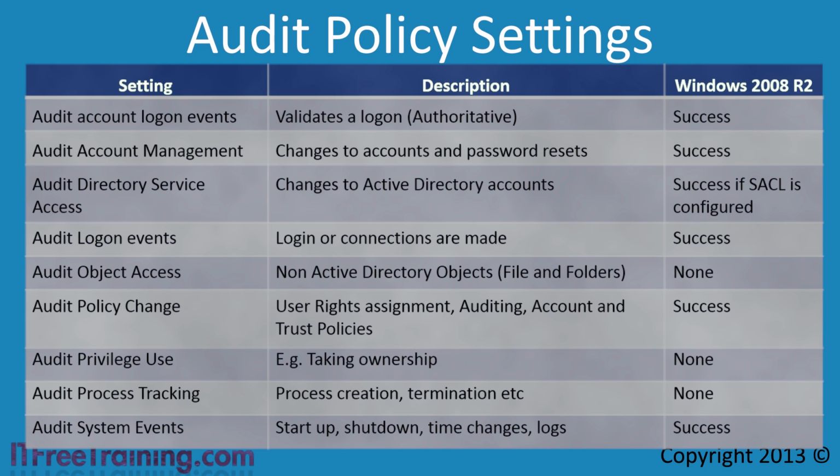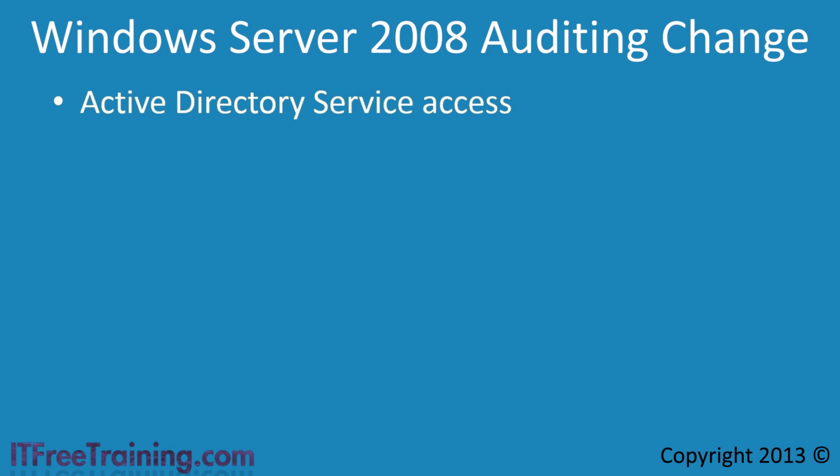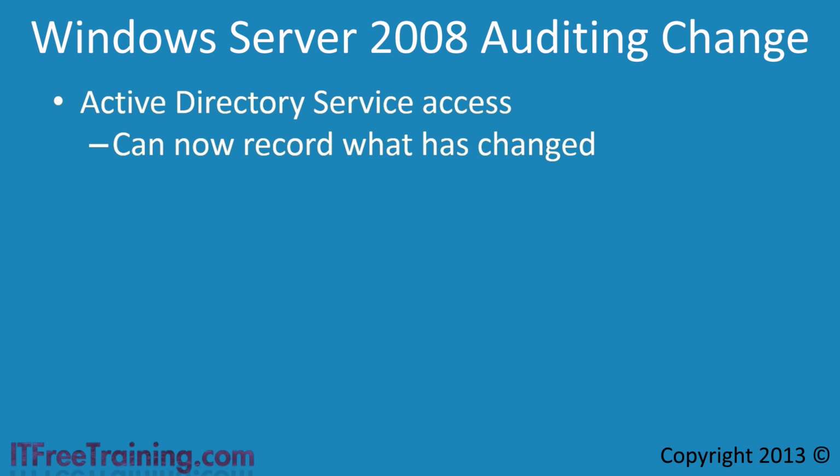In some cases, it may not be enough to know that a change has occurred. You may also want to know what the value was before the change. For example, when membership for an Active Directory group is changed, you may want to know what the membership was before the change. With Windows Server 2008, Active Directory Service Access has been improved to be able to record information about what has changed. For example, if a user is removed from a group, the event will contain information about which user was removed from the group. Before Windows Server 2008, an event would be recorded telling you a change had been made, but would not tell you what the data was before the change.